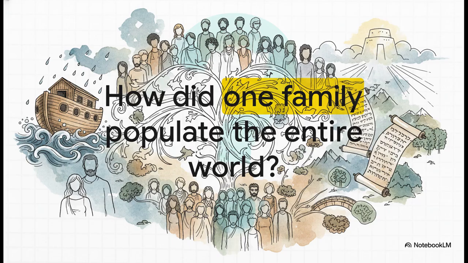So here's the big mystery, right? How in the world does one single family go on to populate the entire planet? I mean, think about it, just one family, the only ones left after a massive flood. And from them, you get, well, everyone. The book of Genesis actually lays out a pretty fascinating answer, and we're going to unpack it piece by piece.